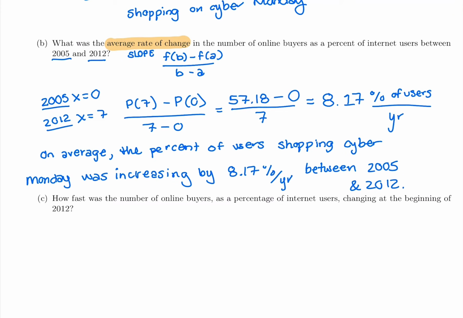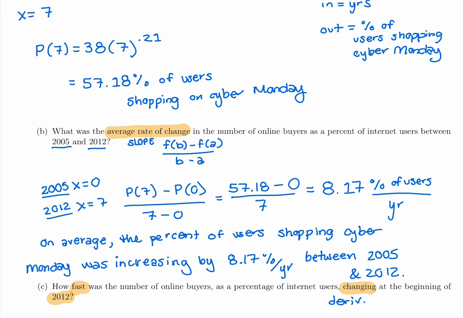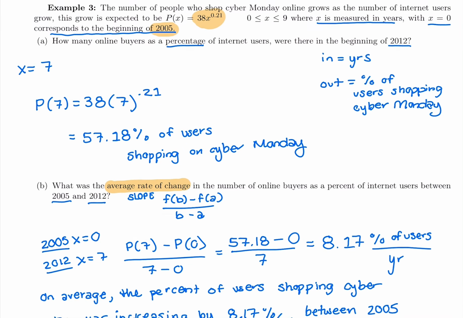The next part says how fast, so I have a change word here, definitely going to use either the slope or the derivative. How fast was the number of online buyers as a percentage of internet users changing at the beginning of 2012? So it doesn't say average change again, it just says change at the instant 2012. So we're going to take the derivative of our function, which is written at the top here, 38x to the 0.21.